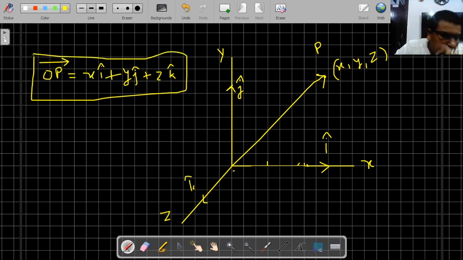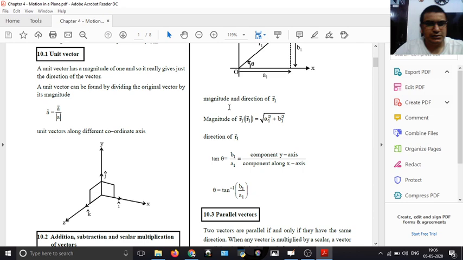Other than this, I had already told you in the previous video on vectors that the length of the vector represents its magnitude, and its arrow, its head, represents the direction of the vector. Now moving ahead, let's discuss some more examples of vectors.